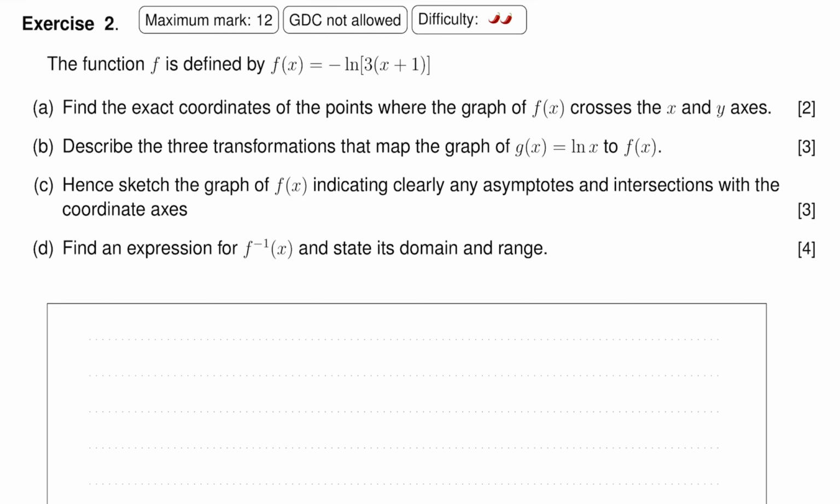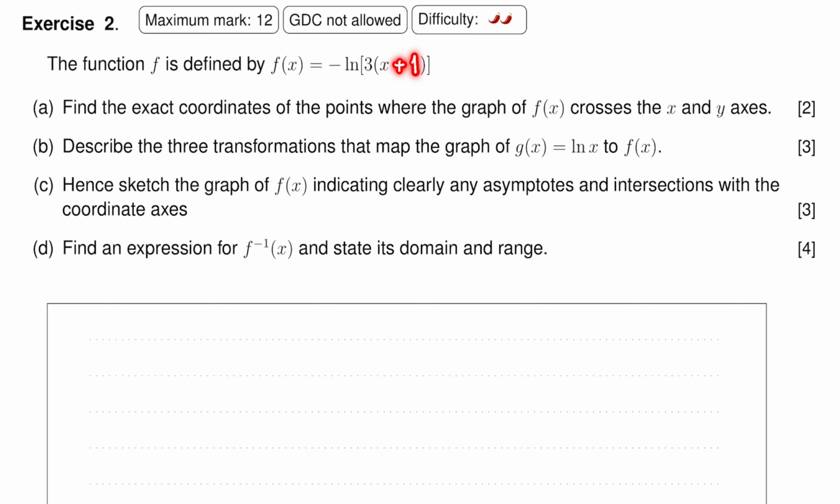All right, so let's start exercise number 2, one which involves functions, more specifically a logarithmic function, transformations, inverse functions, the whole nine yards. Okay, so let's get to it. The function f is defined by negative ln of 3 times x plus 1.